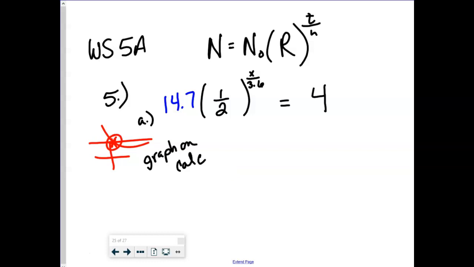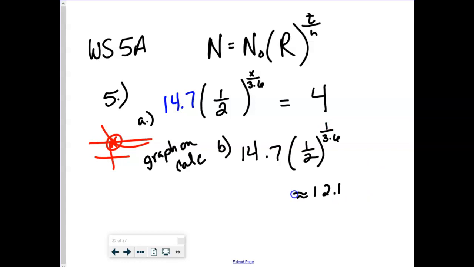Okay, so using that formula, the X represents how many miles in altitude you've gone up, so we're going to just plug in a 1. So in your home screen of your calculator for Part B, you're just going to type a 14.7 times 1/2, either 0.5 or 1/2, use parentheses if it's 1/2. And then to the 1 over 3.6 power. And that's the atmospheric pressure. I think it comes out to 12.1. Yeah? Okay, and then pounds per square inch.